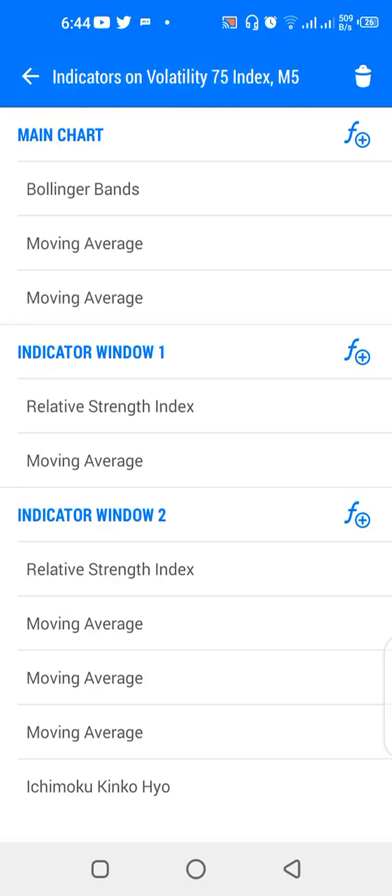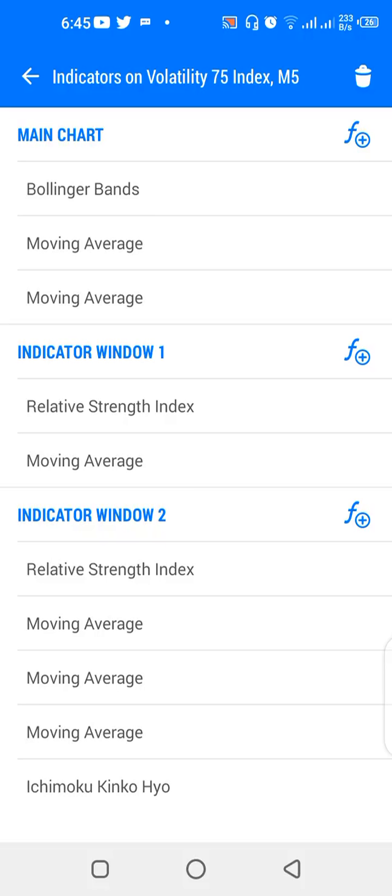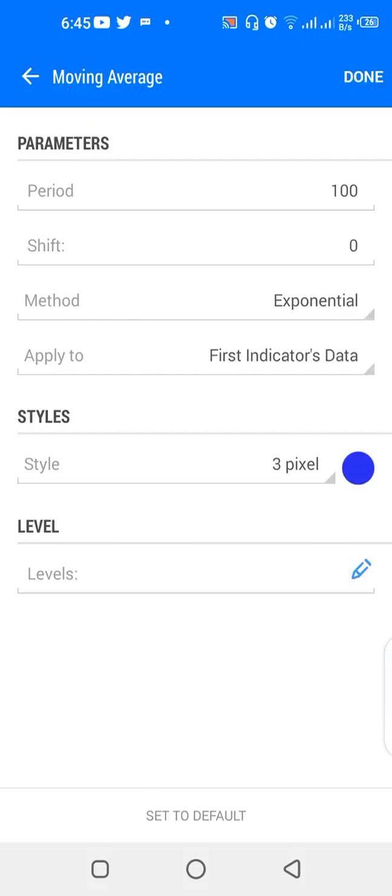Then we have a moving average. Period is 50, shift is 0. Method is exponential. Apply to first indicator's data, color is purple. Okay, we also have another moving average. Period is 100, shift is 0. Method is exponential. Apply to first indicator's data, color is blue. We have the next moving average, period is 200, shift is 0. Method is exponential. Apply to first indicator's data, color is green.